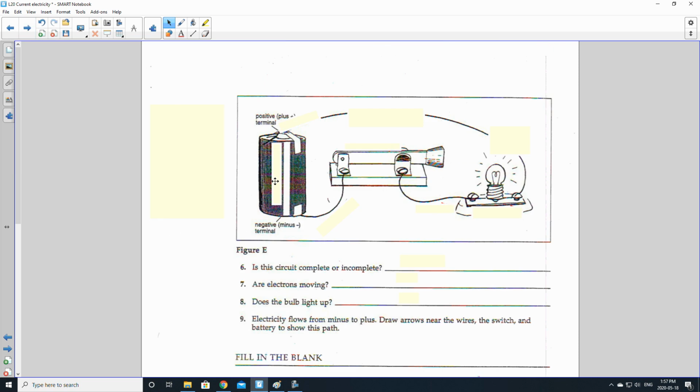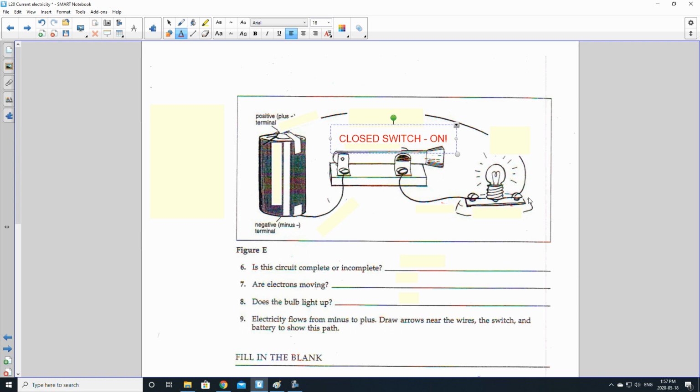Next up, let's see this other one. Here we have a picture of a battery. It is connected by a wire to this switch. Notice that this switch is down. This is a closed switch, so let's write that down. This is a closed switch. Closed switch means that it is on. Please copy that down.